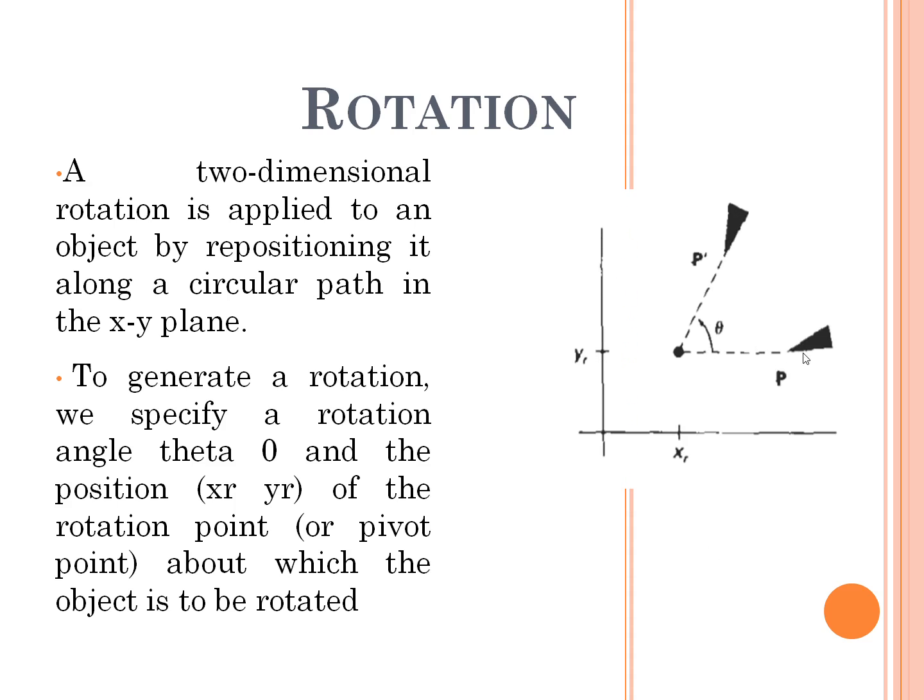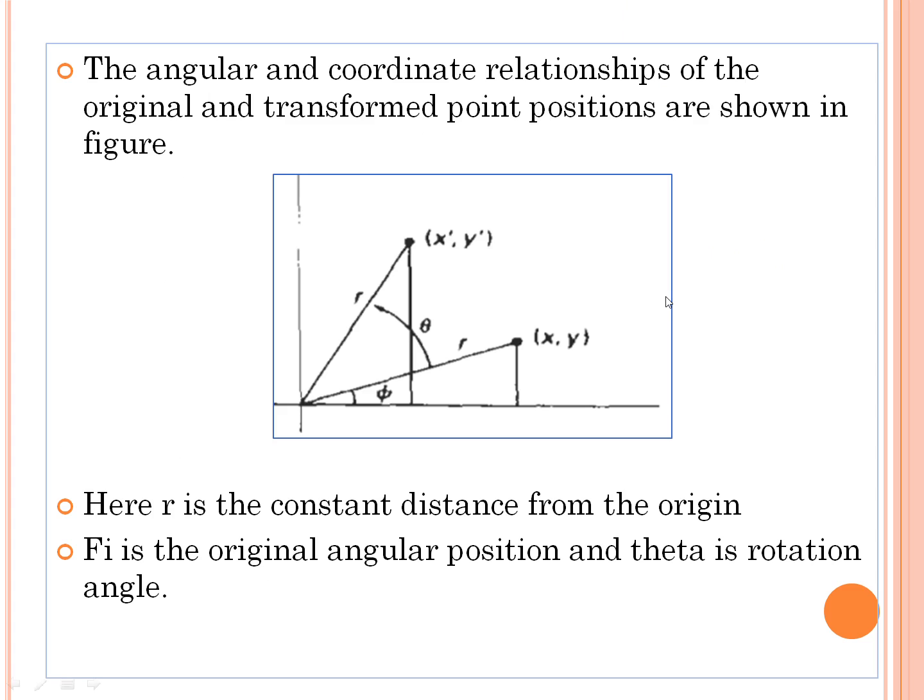Now this P is the original position of the object, and after rotation by an angle theta, we get the new position P dash. Let us look at the angular and coordinate relationship of the original and transformed point positions. The object is placed at an angle phi with the horizontal direction, and its coordinates are, let's say, x comma y. After rotating the object, the coordinates become x dash comma y dash, and r is the constant distance from the origin, or we can say the radius of the circle.